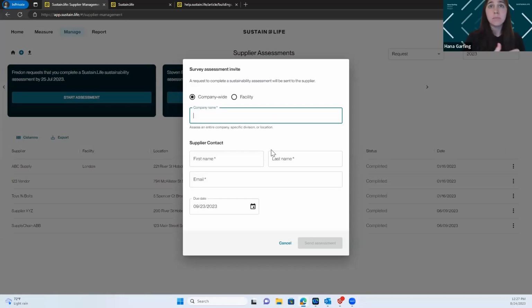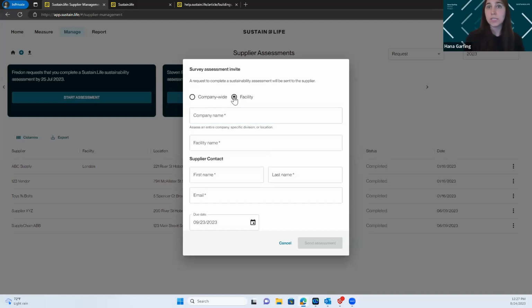The fields are going to be the same. So you just tell us if it's company-wide or facility specific, which we'll get into in a second, who your supplier contact is, what their email is, and then a due date. We are defaulting to 30 days from the day after you send it out, but if you want to change that due date, you can. Our system will also send out reminder emails before the due date comes. So again, all of your project management is already handled in our platform for you, which is really good.